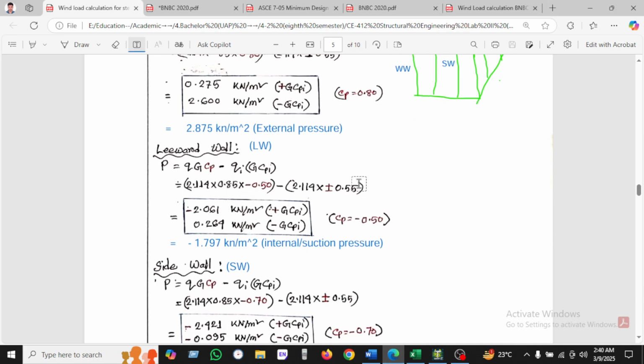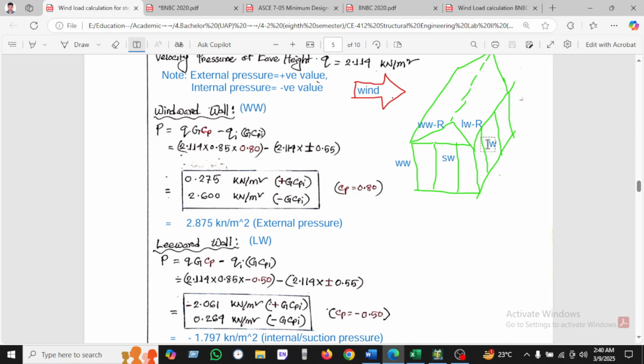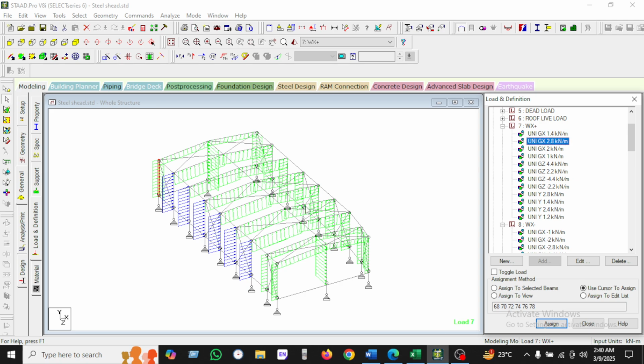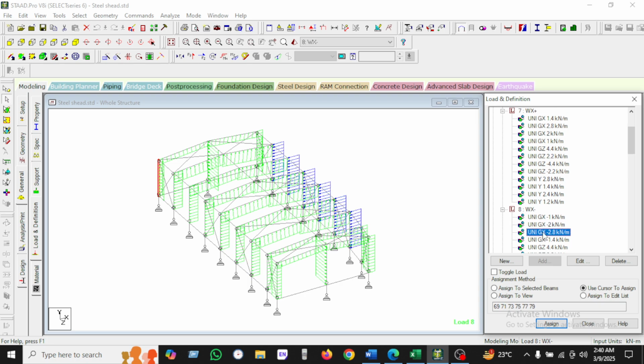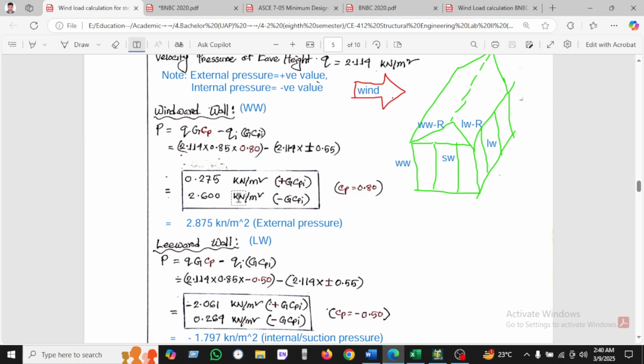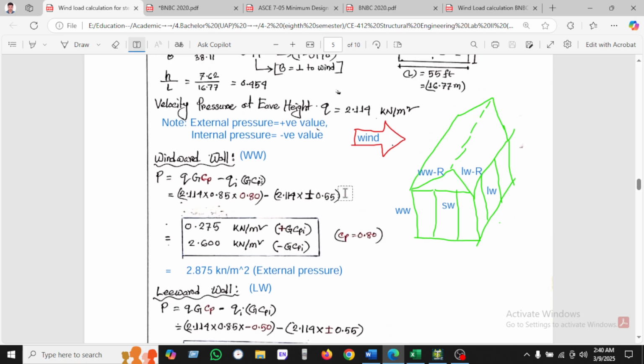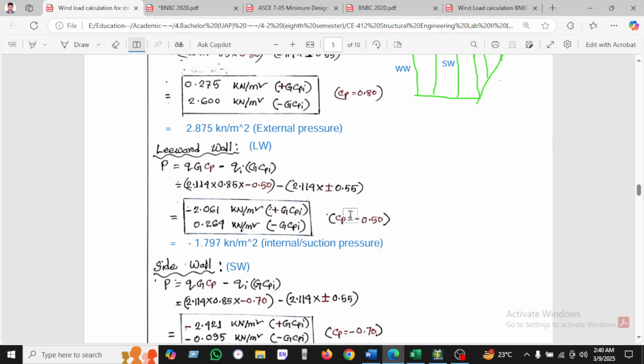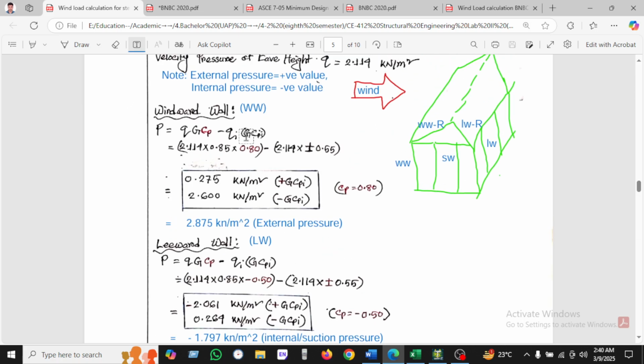Now the leeward wall, which is the opposite side of the windward wall. If we go here, where is the leeward? This is the leeward we have been seeing, and the yellow portion is the leeward. For leeward, all the parameters are given here, and we have used Cp of 0.50.